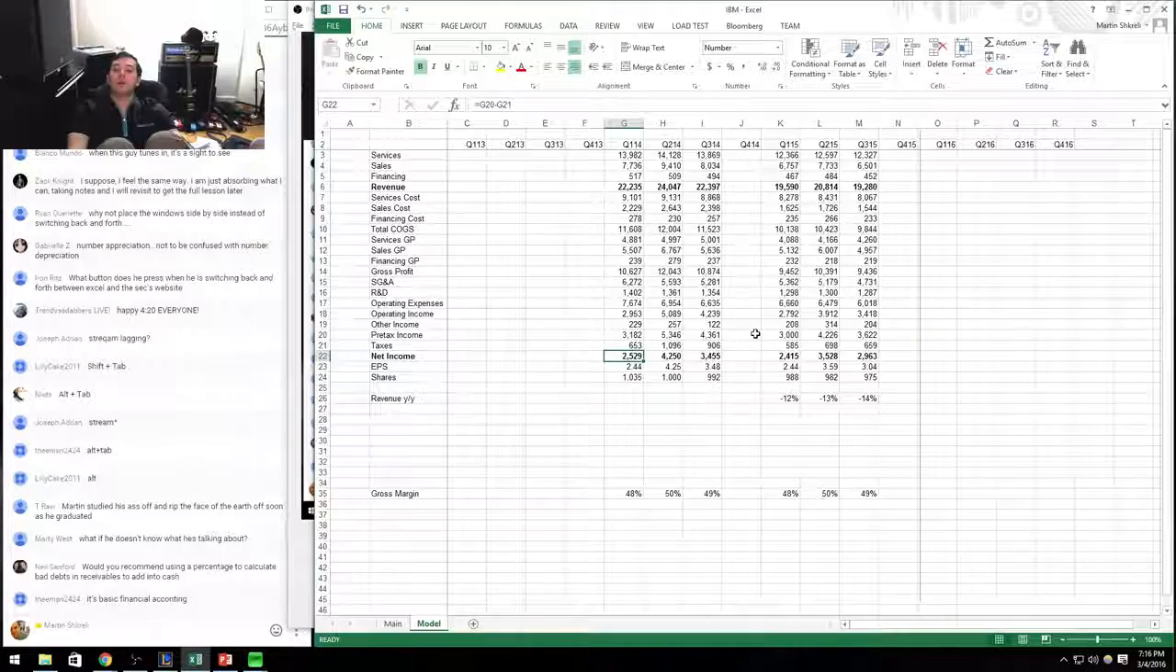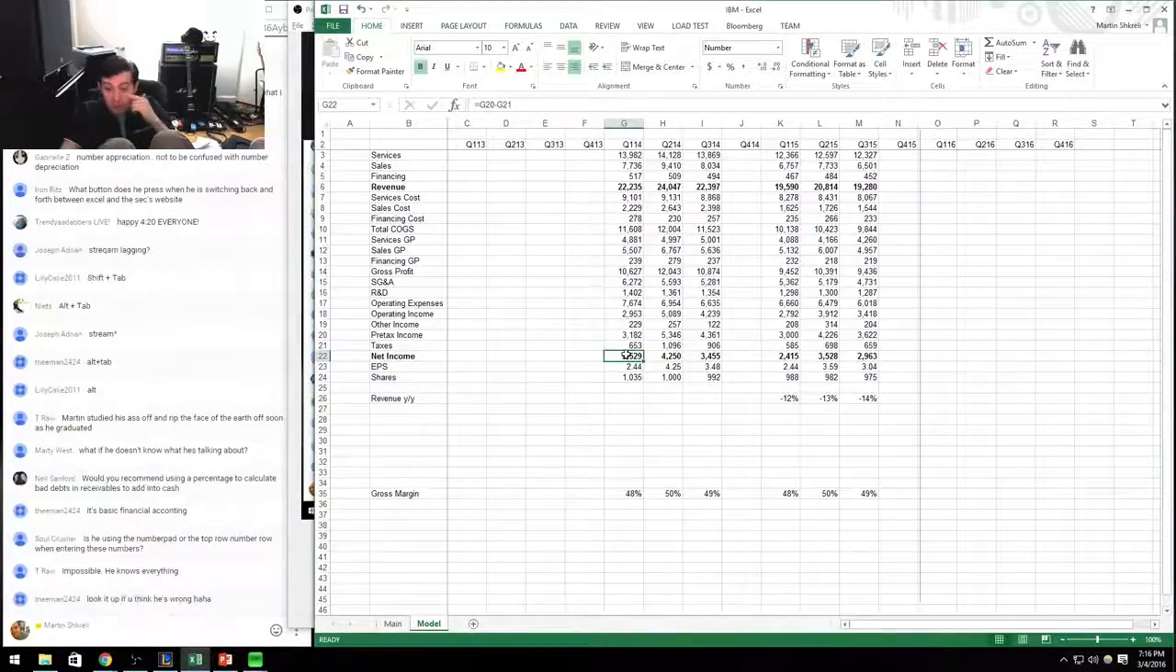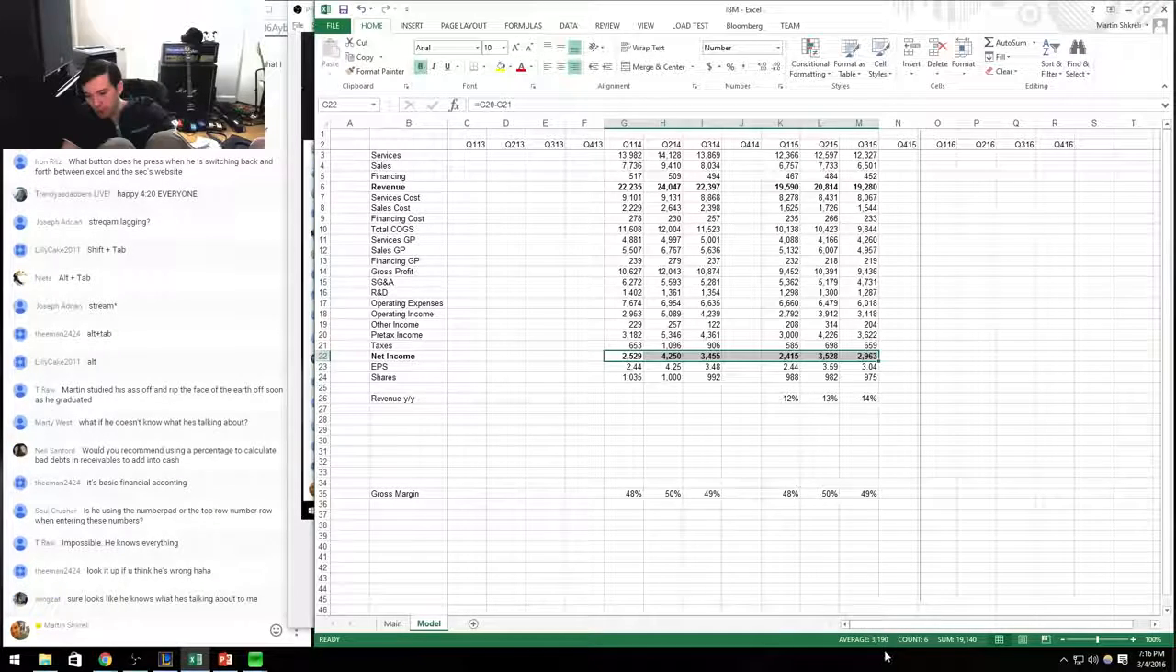It's kind of interesting. In Q1, IBM only makes about $2.5 billion. So on average, they're making about, you can see the average button here, $3.2 billion per quarter.